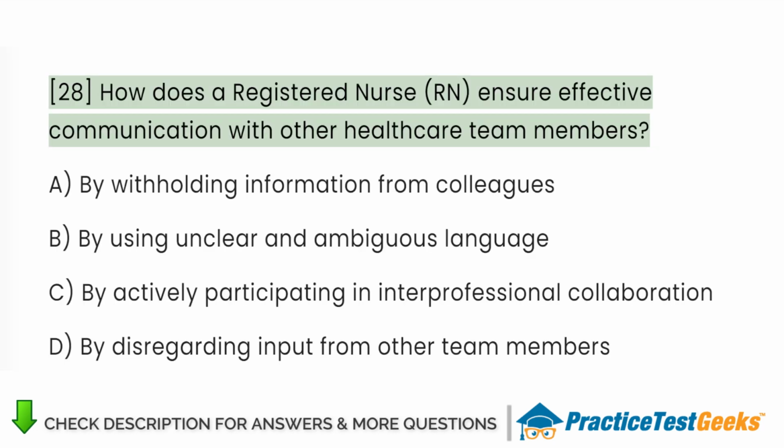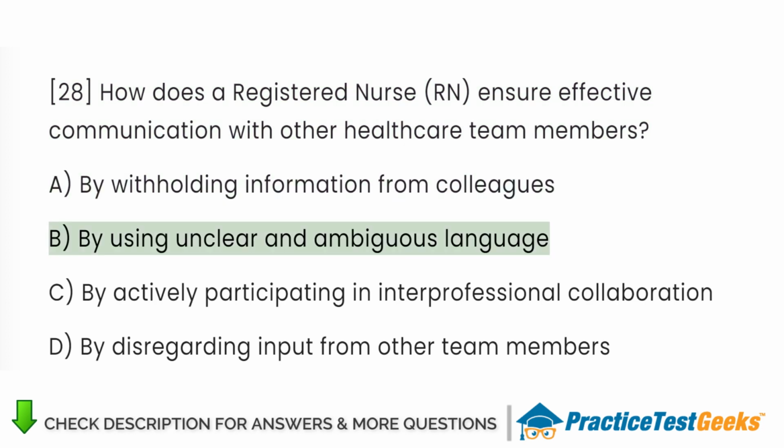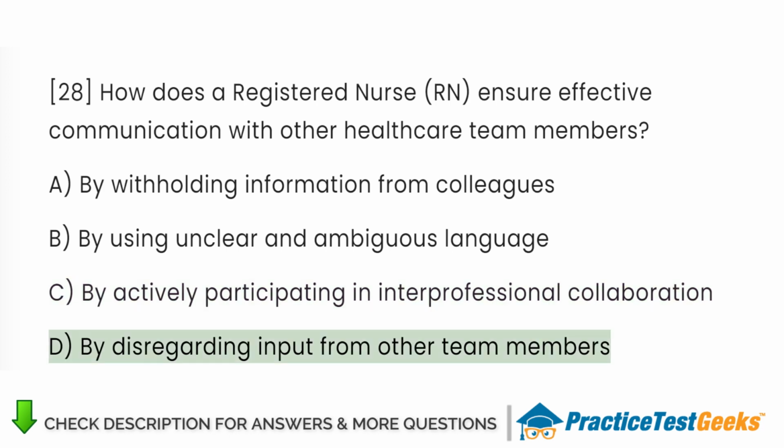How does a registered nurse, RN, ensure effective communication with other healthcare team members? A. By withholding information from colleagues. B. By using unclear and ambiguous language. C. By actively participating in interprofessional collaboration. D. By disregarding input from other team members.